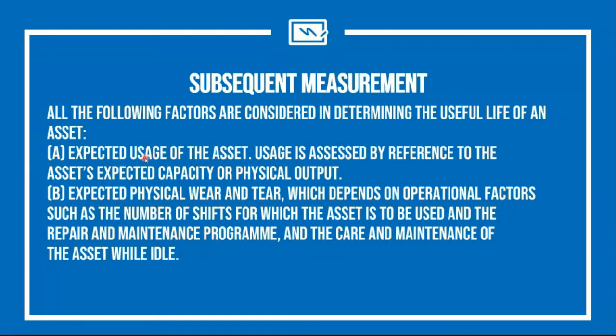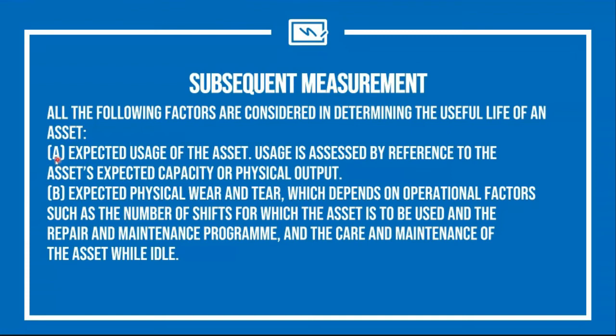So these are some of the considerations. Of course, these are not exhaustive, but these are some of the factors that we're going to consider. First, expected usage of the asset. Okay, of course, that is one of the main determinants of your useful life. How are you expecting to use it? Letter B, expected physical wear and tear, which depends on the operational factors.